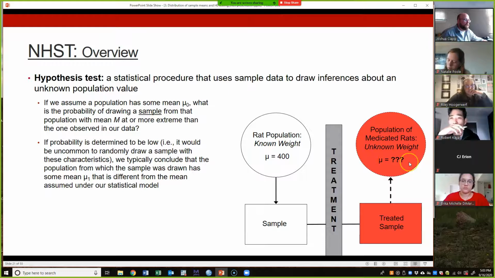We don't know. Okay, and so Erica, let's say my treated rats weigh considerably more. Let's say they weigh 500 grams. What's my best guess for the population weight of my medicated rats?